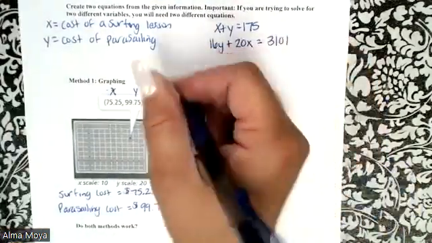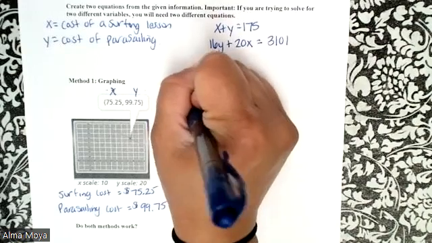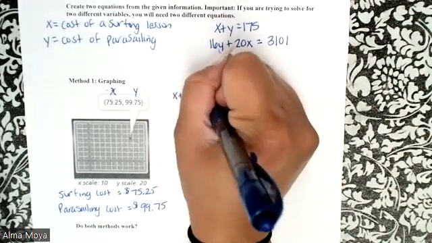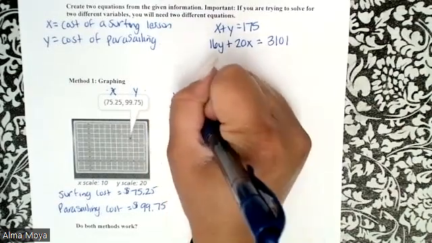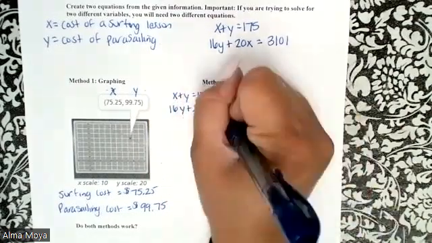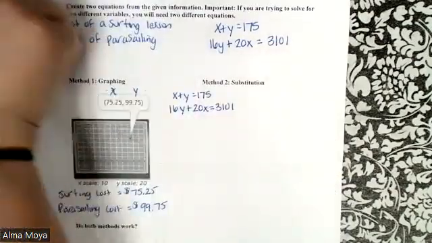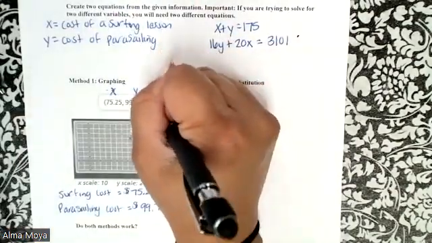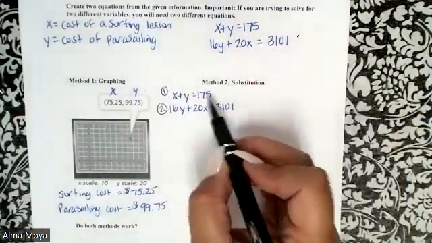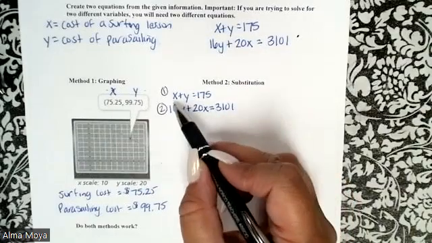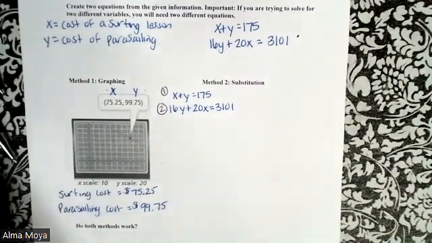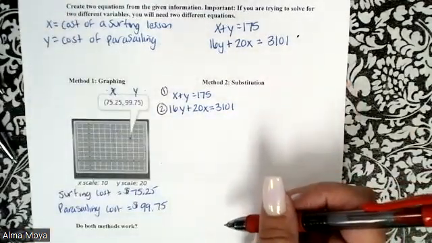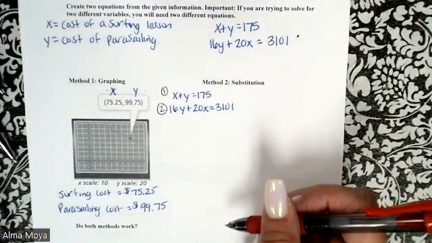So this is equation 1. Equation 1 says X plus Y equals 175. Equation 2 says 16Y plus 20X equals 3,101. The X is not solved for, or the Y. It does not say X equals or Y equals. So what we need to do is rearrange one of them to solve for X or solve for Y. That's what we are going to be substituting into the second equation.